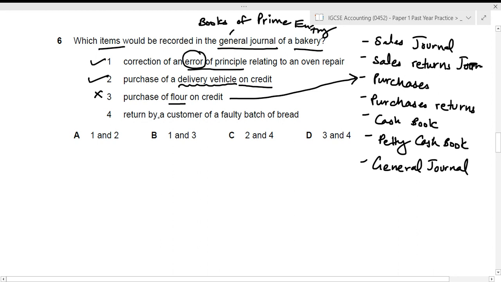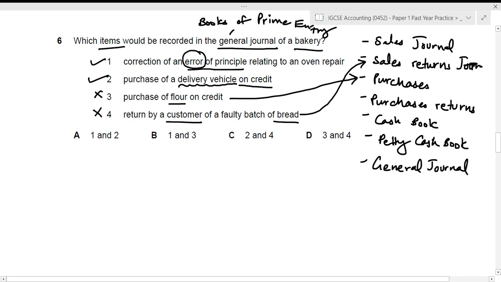Now, return by a customer of a faulty batch of bread. Returned by a customer means it was sold to a customer and now the customer is returning a faulty good, which is bread. That means bread was sold to a customer. So, where should it go? It should go in the sales returns journal. So this will also not go in the general journal.